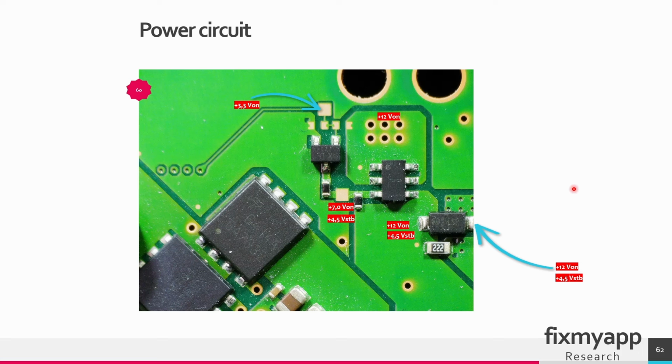When you turn off your console, so you're in standby mode, the on voltage should not be there. So on this pad, instead of 7 volts you should see the standby voltage of 4.5 volt, also here and at the other end of this diode.